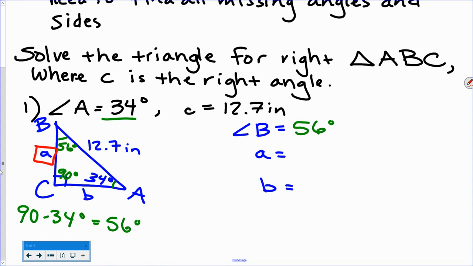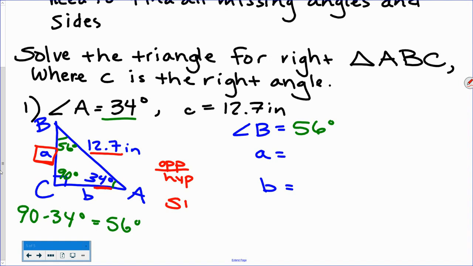I need to set up an equation to find that. Things that I know would be this angle, and I need to think about the relationship between this angle and side A, which would be opposite. The other side length I know is 12.7, and that is my hypotenuse. So I can set up an equation that uses the opposite side and the hypotenuse. That means I would use the trig function sine.